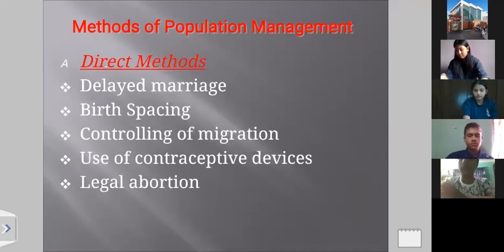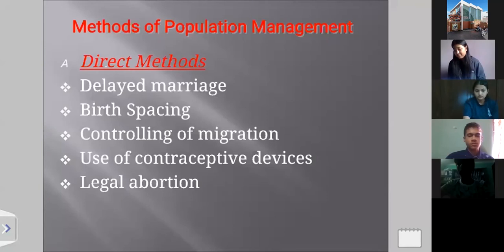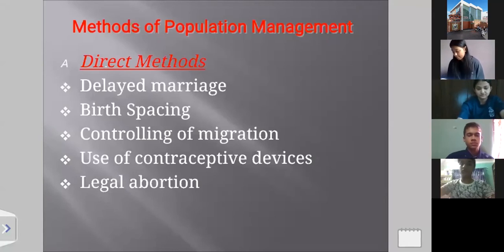There are different advantages of delay marriage, right? So delay marriage helps to reduce the birth rate. It is the first of the direct methods of population management, and you can also compare early and delay marriage. Early marriage creates early pregnancy, and early pregnancy increases the size of the population, but delay marriage means delay in conception; women become pregnant at an appropriate age, which helps to control the birth rate. So delay marriage is the first method of population management.